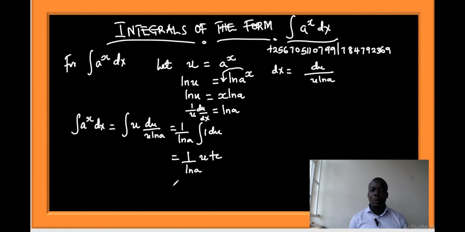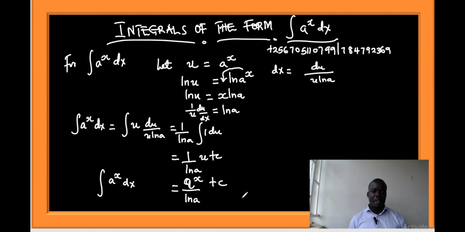But what is u? Remember, we had said u was a power x. That means you shall have 1 over ln of a, then a power x, and then plus a constant of integration. So the integral of a power x with respect to x is definitely going to be a power x divided by ln a plus our constant of integration. What does this mean?